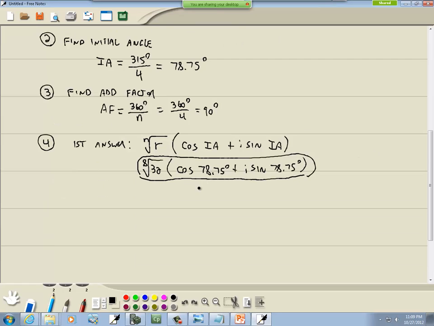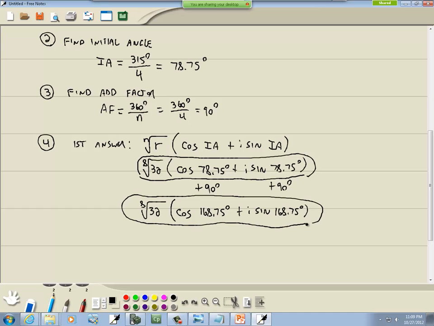So what we do is the add factor we found here, we're going to keep adding it. So I'll take that and I'm going to add 90 degrees to both of these. So our second answer will be the 8th root of 32. And then I got cosine of 78.75 plus 90, 168.75, plus I sine of 168.75.